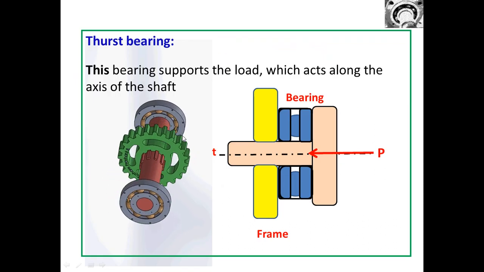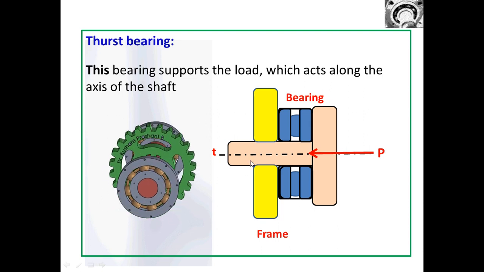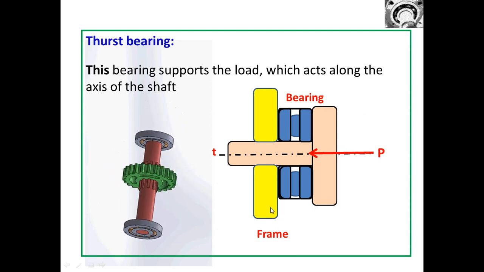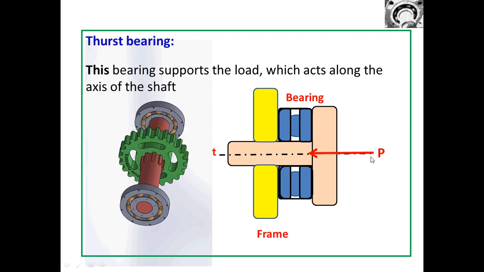Again here in the thrust bearing, look at this. This bearing supports the load which acts along the axis of the shaft. Look at this, you will find this is the axis. Here this is the frame. Here this is the bearing. Again here the balls are fitted. Here the rolling elements are the thrust ball bearing. And here the load P acts.